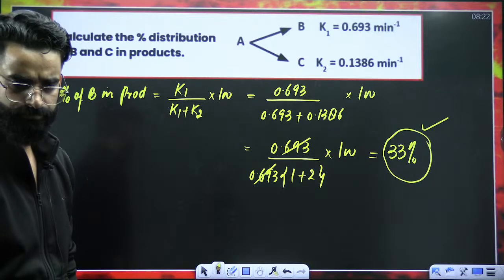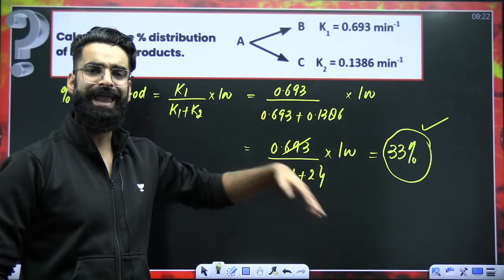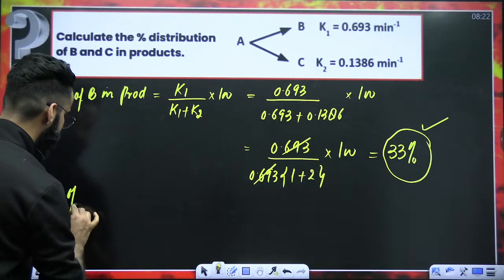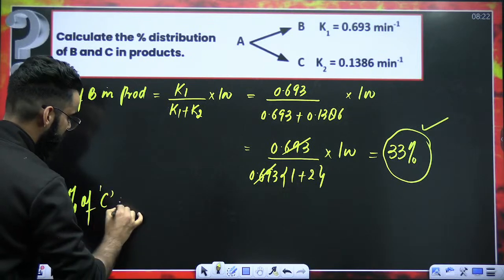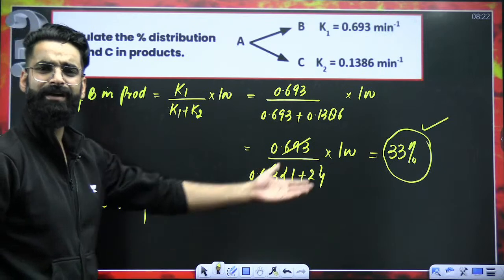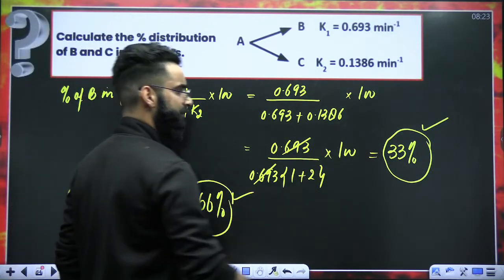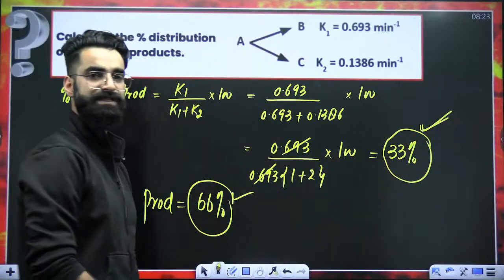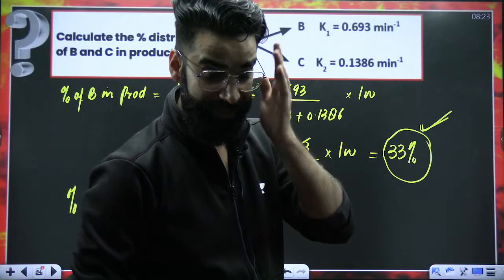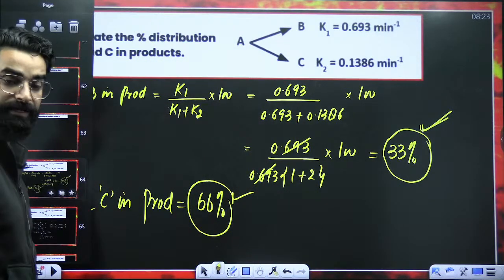Right, people? You got the percentage of B in the products. In the products, there won't be only B. There'll be C also, right? If they ask you about the percentage of C in the products, it's going to be 100 minus 33, which comes out to be 66%. This is the percentage of C in the products. Is this clear to everyone? This is one type of the question.